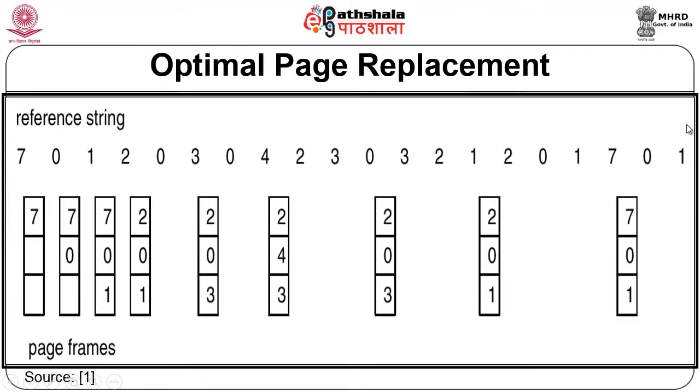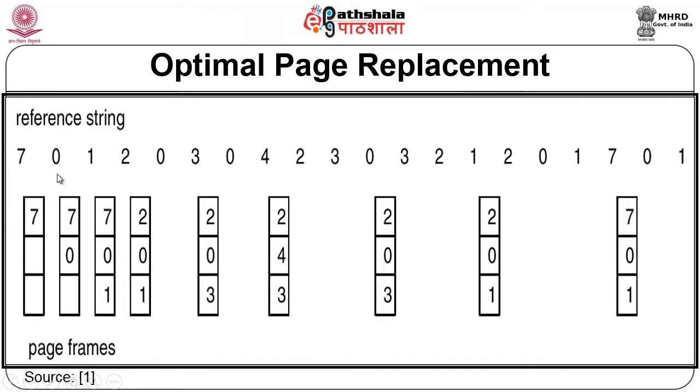Consider this reference string. This reference string is the sequence of references to different pages, and say there are three page frames in the memory. So, there are three frames in the memory. And with this reference string, we will see how optimal page replacement works. So, the first reference is to page number 7. There is a free frame in the main memory, so 7 is brought into this free frame.